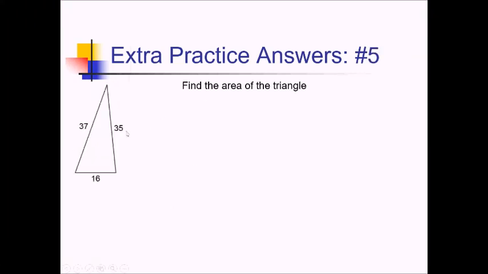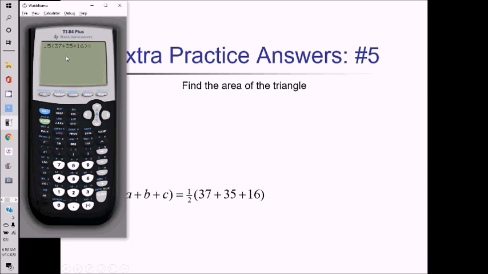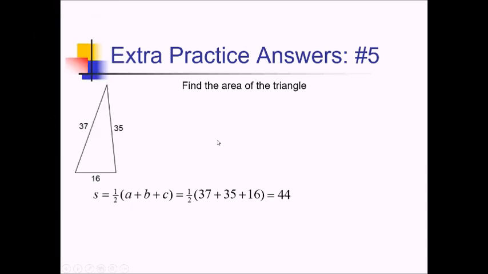To find the area of this triangle, since I have all three sides, I have to use Heron's formula. So we'll find the semi-perimeter first, 1/2 A plus B plus C. That's my S value. So that's going to be 1/2 of 37 plus 35 plus 16, all in one big parentheses. Let me use the calculator for that. Plugging all that in, we have an S value of 44, nice whole number.